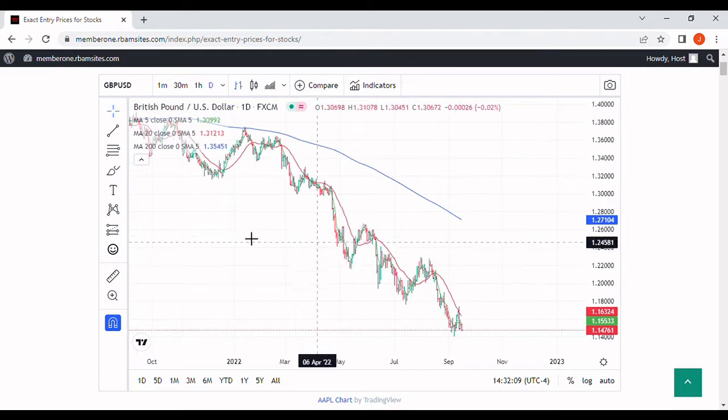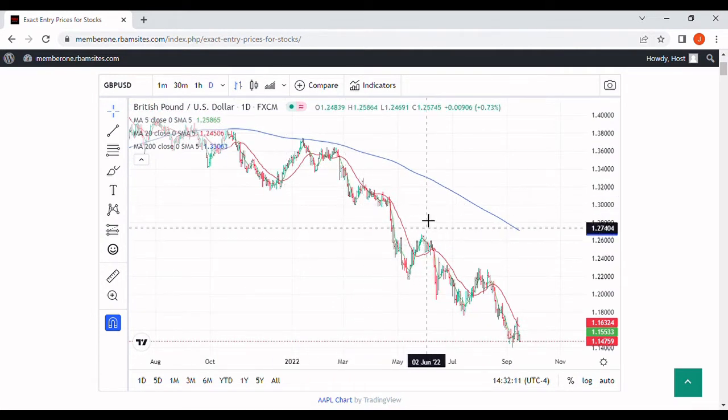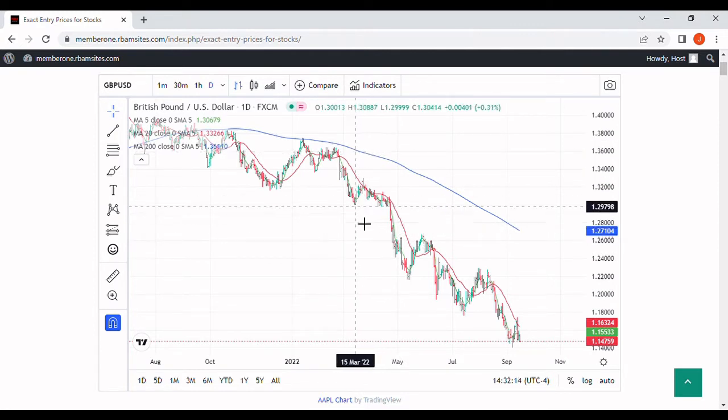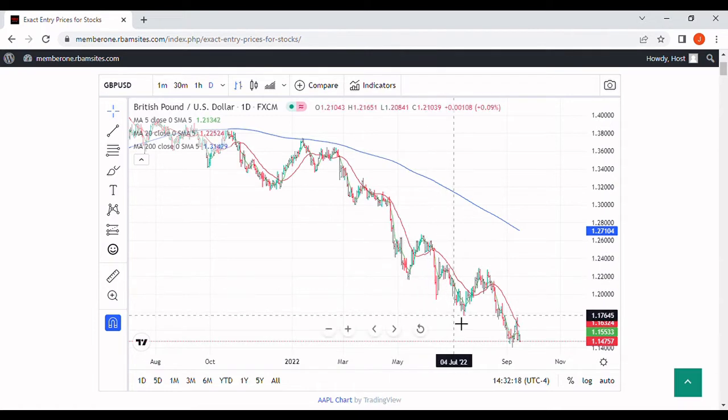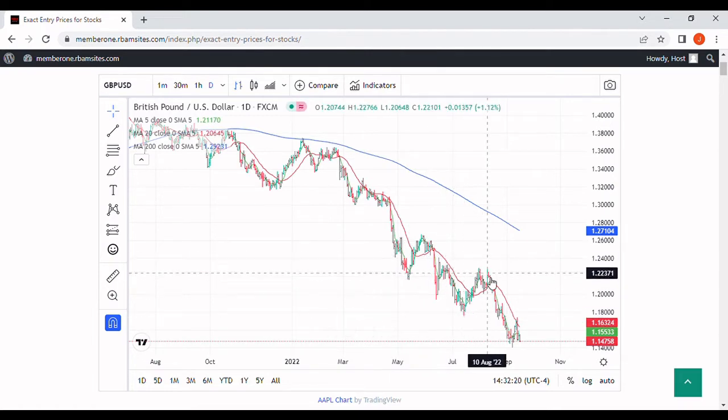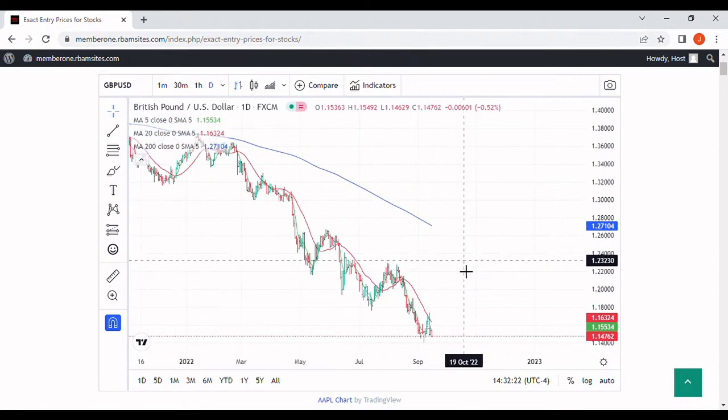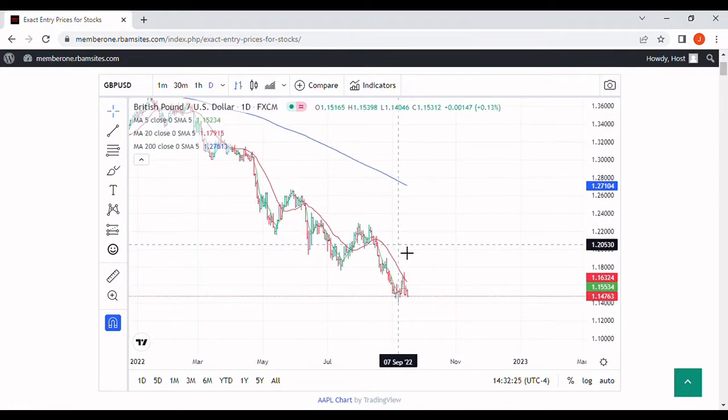And let's take a quick look. You can see the characterization of this market and the way it trades. It gets too far away from the 200-day moving average and rallies back. Did it again here in May, rallied back. Did it again here in July, rallied back. And it's in the process of definitely doing that right now. It's way too far away from the 200-day moving average here on September 7th.